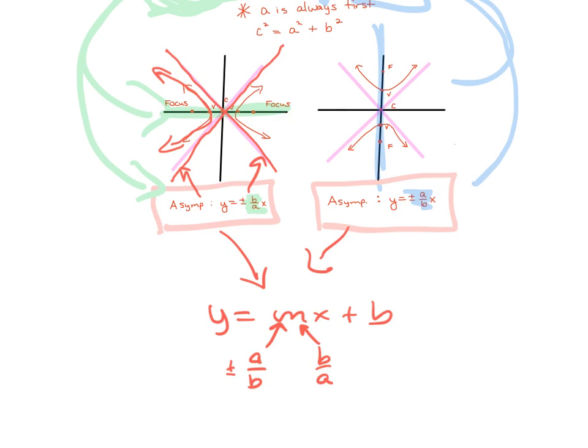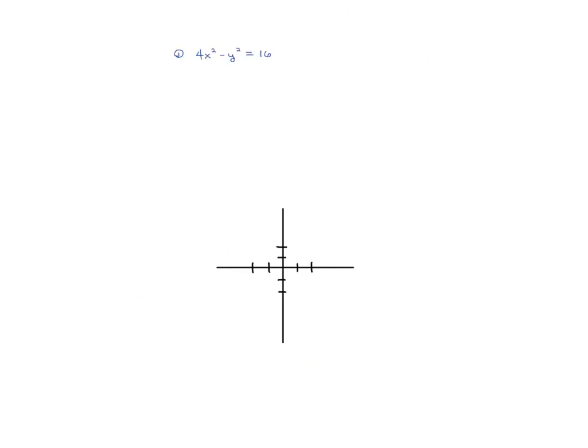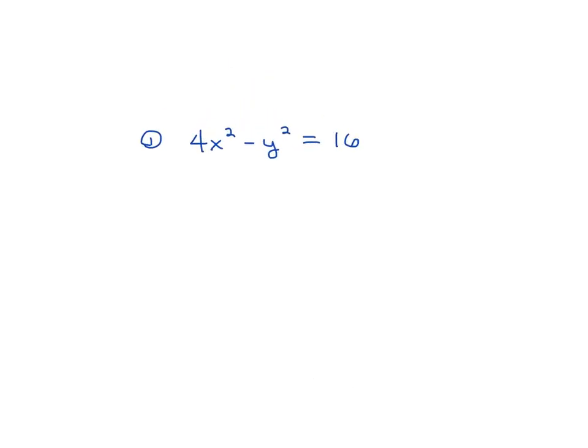So let's go ahead and look at our first example. Again, remember the equation must be set equal to 1. So the first thing I need to do is adjust and divide everything by 16 here. Let's go ahead and do that first.